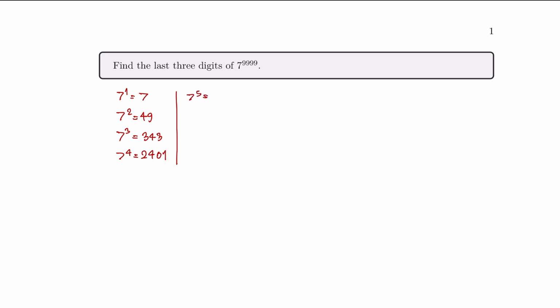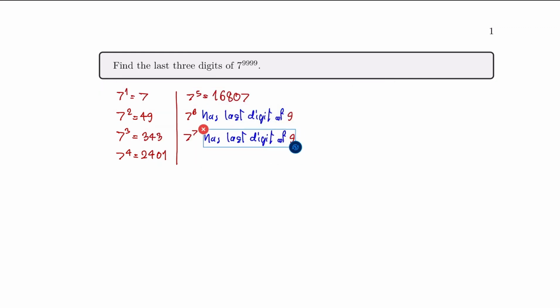7 to the 5 is 16807, and we go back to the last digit 7. 7 to the 6 has last digit 9. 7 to the 7 has last digit 3, and it goes back to 1 and so on.